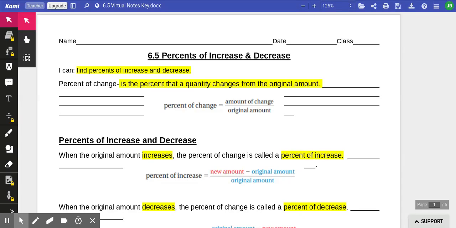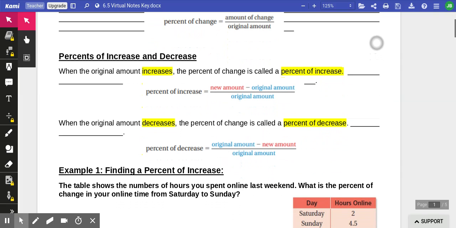Percent of change. A percent of change is the percent that a quantity changes from the original amount. So typically, when we're looking at the percent of change, we want to find the change in something, and for change, we are going to use some subtraction. We want to find the difference in the amount that we are starting from and the new amount. And then we are always going to divide by the original amount.